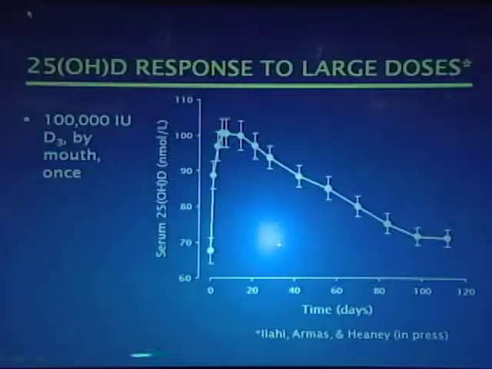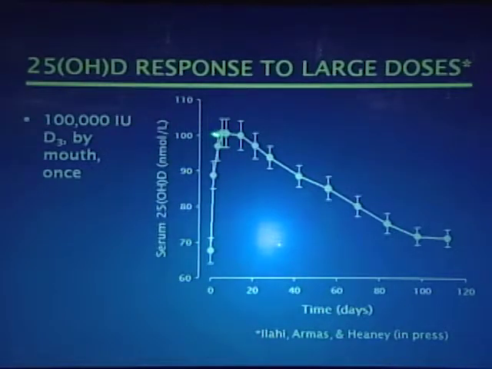I want to show you the results of some quasi-pharmacologic studies which we've done in our laboratory, which address some of these dosing questions. This was a group of reasonably healthy adults, now published. We gave them 100,000 international units of vitamin D3 by mouth once, sitting there in front of us. So we know they took it. It was 100% compliance. And then we simply measured their serum 25-hydroxy-D over the next 4 months. And you see what kind of a rise you get.